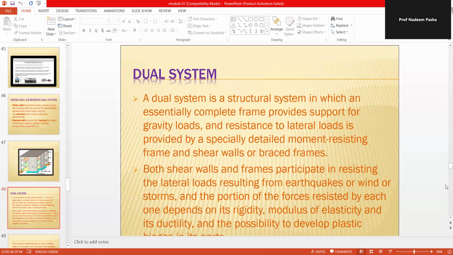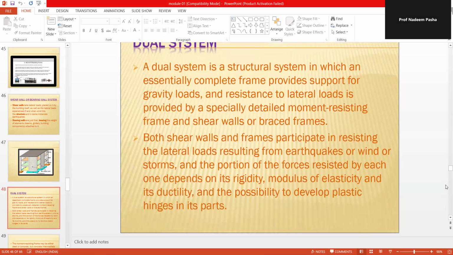So as the name indicates, it is a dual system. It is a combination of beams, columns, as well as shear walls, bracing walls. So both shear walls and frames participate in resisting the lateral loads resulting from earthquakes or wind or storms. And the portion of these forces resisted by each one depends on its rigidity, modulus of elasticity, and ductility, and the possibility to develop plastic hinges in its parts.